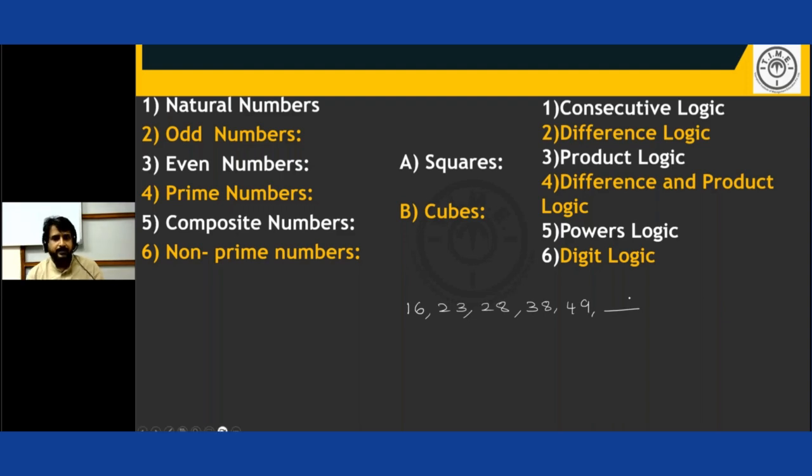What is the next number in the series? The same example I have also taken in practice questions. It comes under the digit logic, right? 16, 23, 28, 38, 49. What is the next number in the series? Can anyone give the logic? Guess the answer.